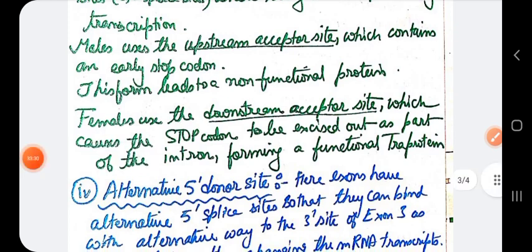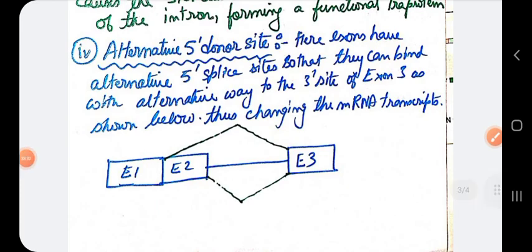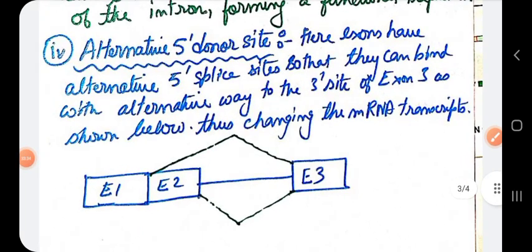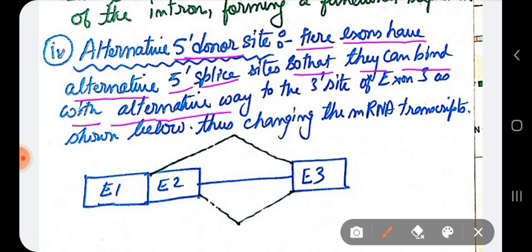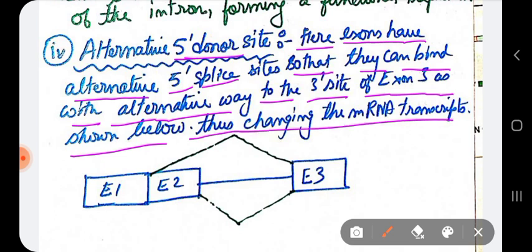Next is your alternative 5 prime donor site, where the donor site is the alternative 5 prime splice site, just like the 3 prime splice site. Here the exons have alternative 5 prime splice sites, so that they can bind in an alternative way to the 3 prime splice site of exon number 3 as shown here, thus changing the mRNA transcript.